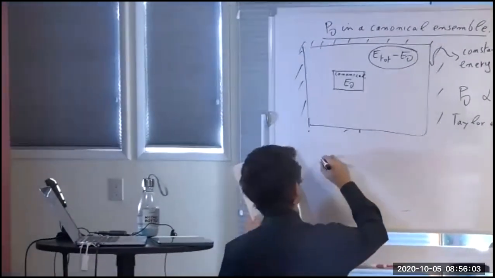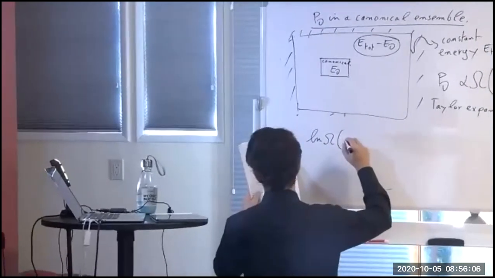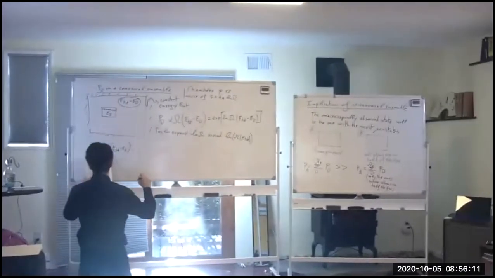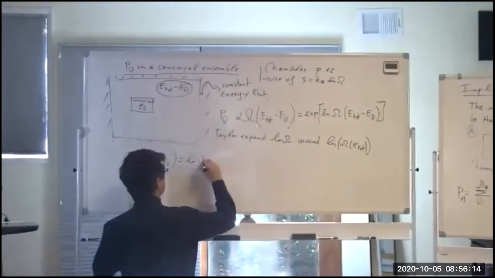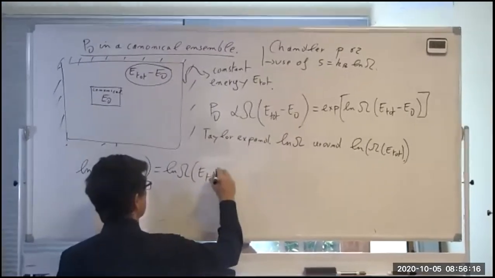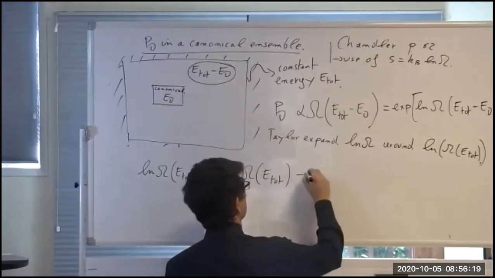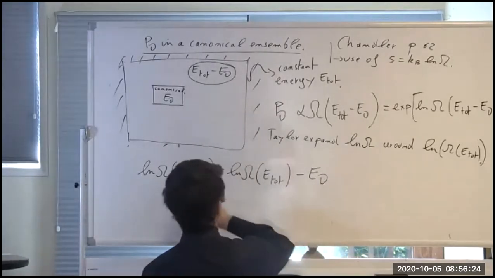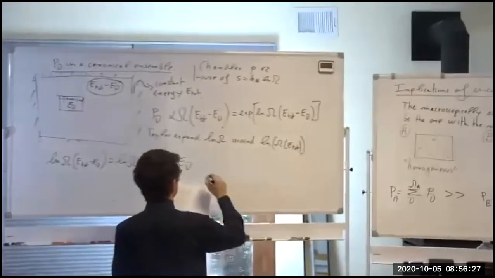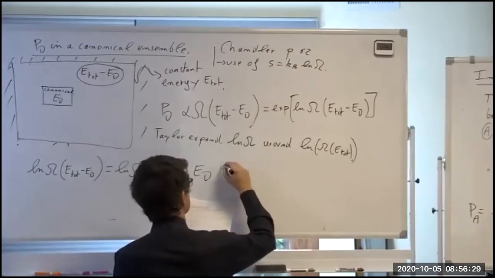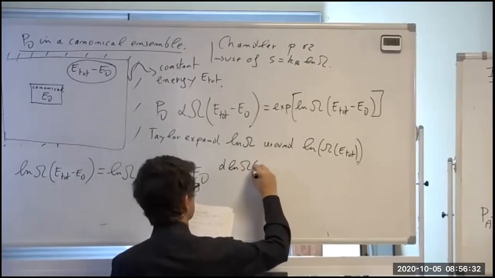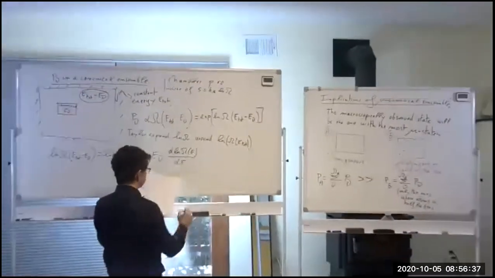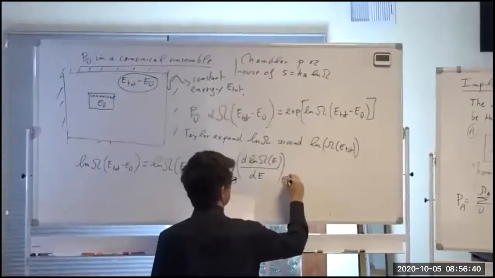Okay. So the logarithm of omega evaluated at E total minus E nu is the logarithm of omega at E total minus E nu. That's the perturbation, right? That's how much I go away from E total, times the derivative of log omega with respect to the energy. And I want to evaluate that at E total.